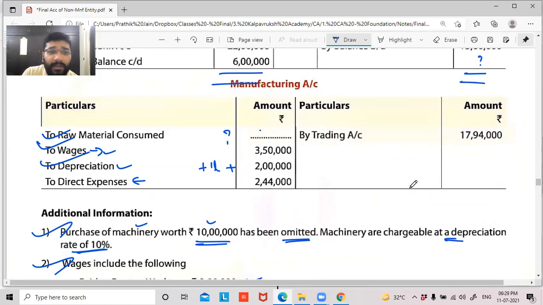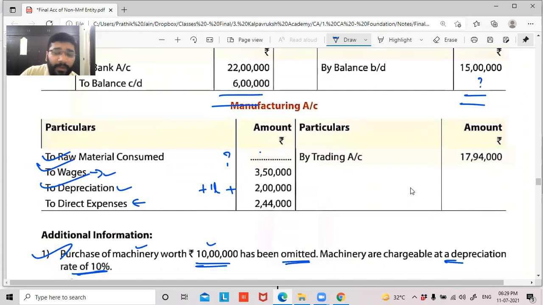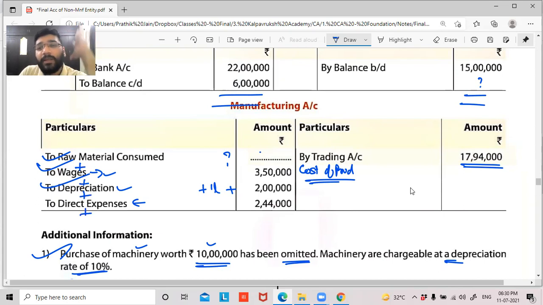Okay. Coming back here, guys. Now they've given this trading account, by trading account 17,94,000. What does this mean? Can somebody tell me? Cost of production. How did you get cost of production? Can I say it is nothing but raw material consumed plus wages plus depreciation plus direct expenses? If I add all the four together, you get your cost of production. Yes or no?